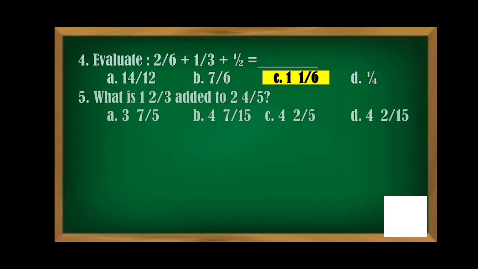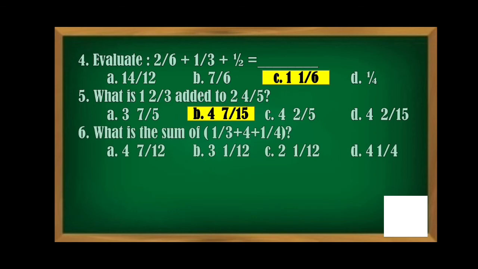Number 5. What is 1 and 2/3 added to 2 and 4/5? Is it A. 3 and 7/5, B. 4 and 7/15, C. 4 and 2/5, or D. 4 and 2/15? The correct answer is letter B, 4 and 7/15.